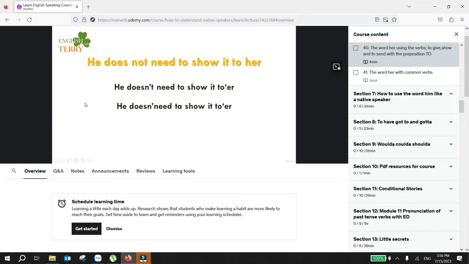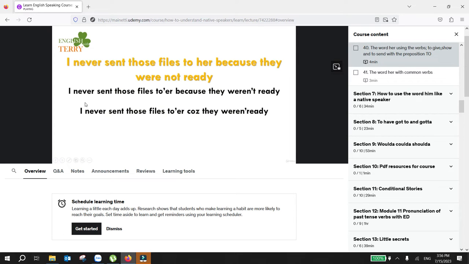He does not need to show it to her. He doesn't need to show it to her. I never sent those files to her because they were not ready. I never sent those files to her because they weren't ready.